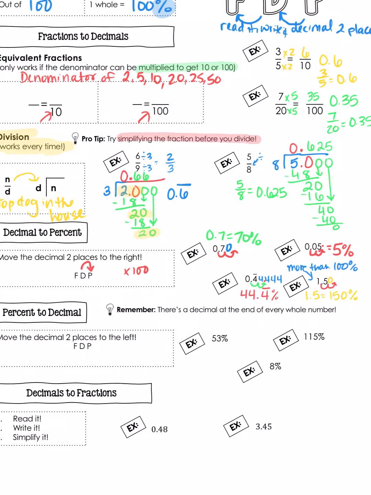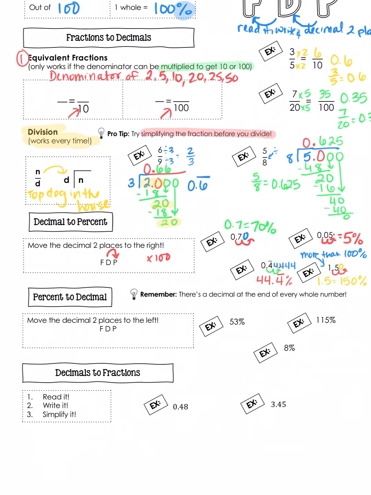Now this next one, I'm going to talk about turning a percent to a decimal. So FDP, I'm going from P to D, so that means I'm going left. So I move the decimal 2 places to the left, which is really dividing by 100. Now, a little tip. Remember that there's a decimal at the end of every whole number. It's invisible. If we don't see one, there is one.